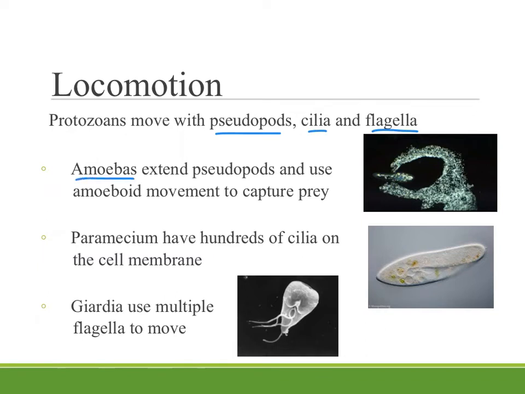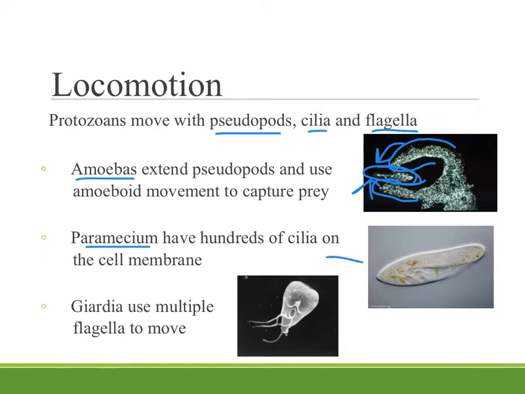Amoebas are the prime example of the organism that uses pseudopods. So we can see these pseudopods here being extended out on this amoeba. It's trying to engulf this little creature here and to capture it and eat it for dinner. The two pseudopods will close in on each other and make a digestive vacuole that will consume whatever it is that the amoeba is eating.